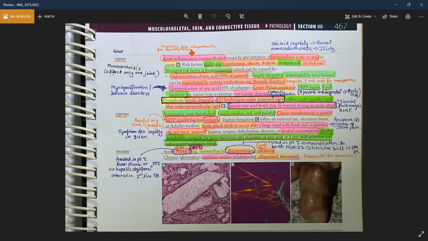Any doubt? No, thank you. So that would be everything about gout.